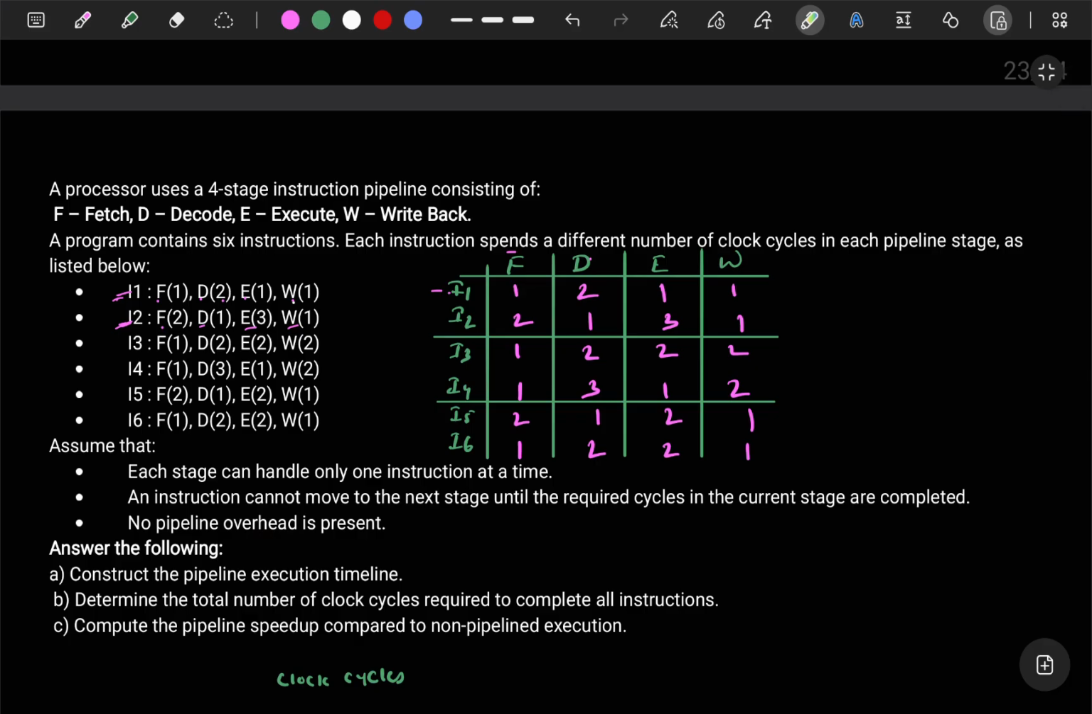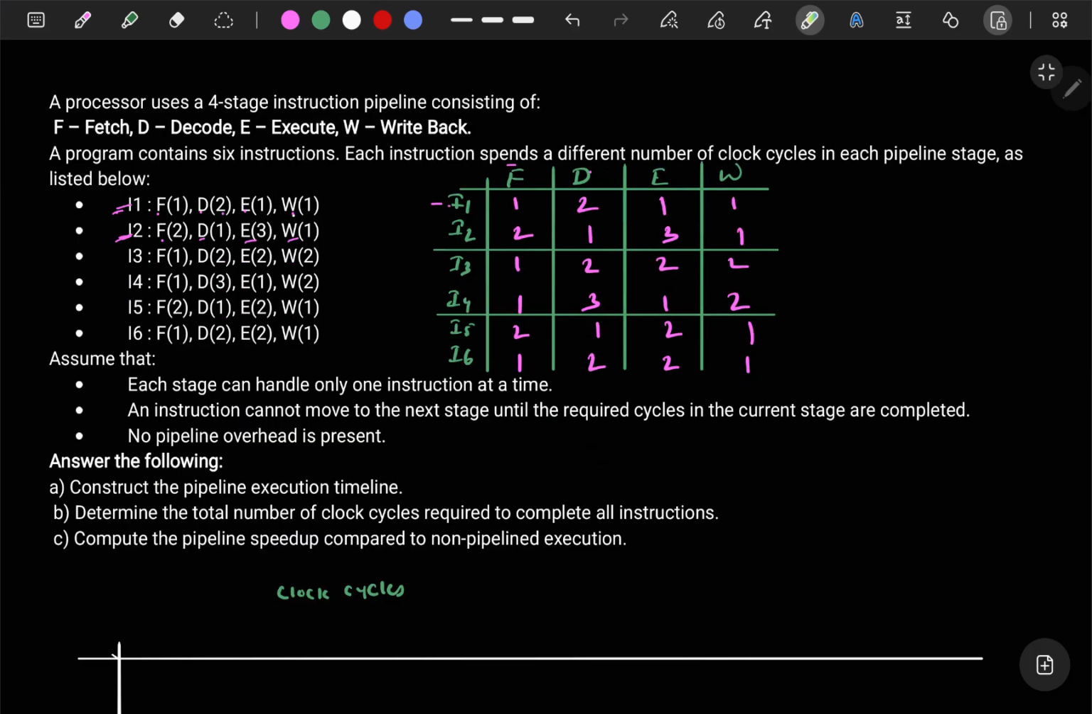If at all those delays are present, then they will be mentioned in the question itself, so don't worry about that part. If it is not mentioned in the question, then you solve it that way only, assuming there is no overhead.